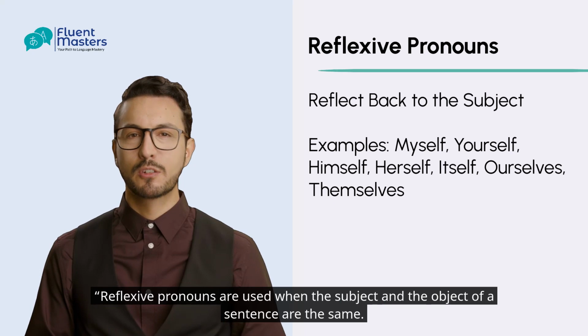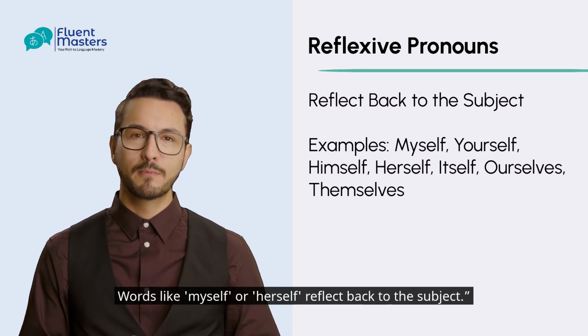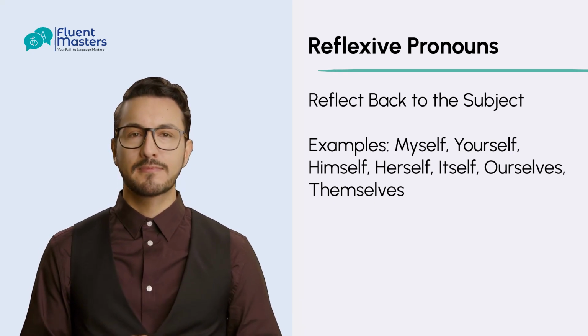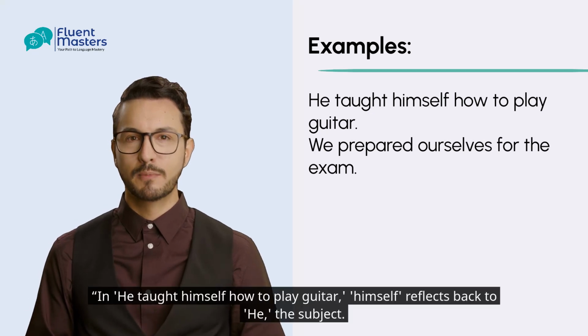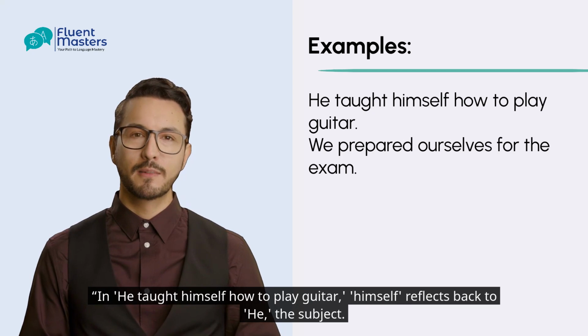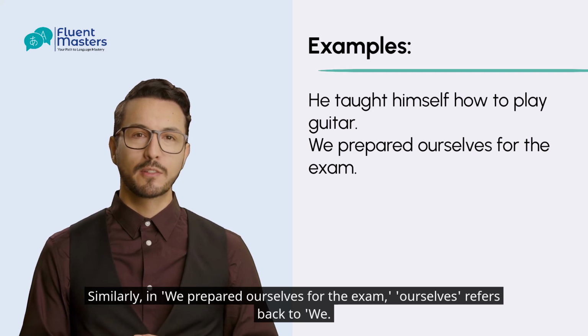Reflexive pronouns are used when the subject and the object of a sentence are the same. Words like myself or herself reflect back to the subject. In "He taught himself how to play guitar," himself reflects back to he, the subject. Similarly, in "We prepared ourselves for the exam," ourselves refers back to we.